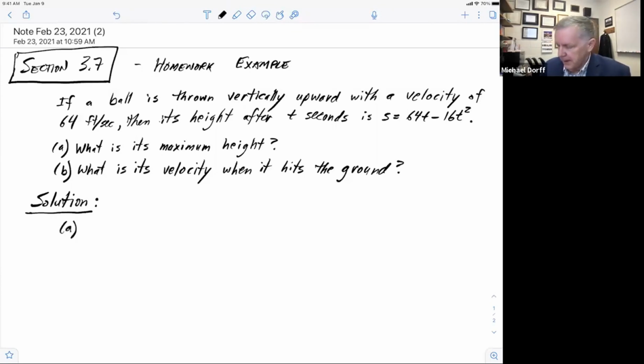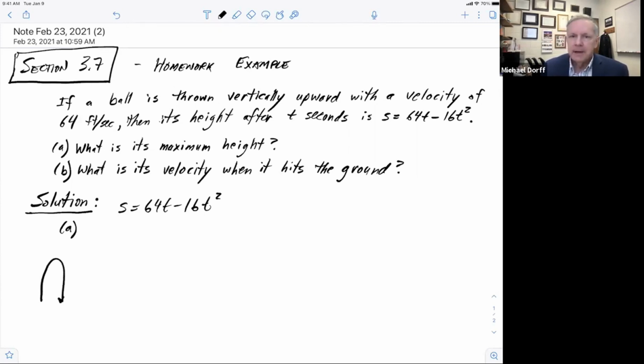So let's start with part A. I'm going to write down the equation s equals 64t minus 16t squared. Now in part A, we're supposed to find its maximum height. If I think about this, I'm throwing a ball up in the air, it reaches its maximum height, and it comes back down. So it looks kind of like a parabola, which makes sense with this equation that we have here. So what happens when it reaches its maximum height?